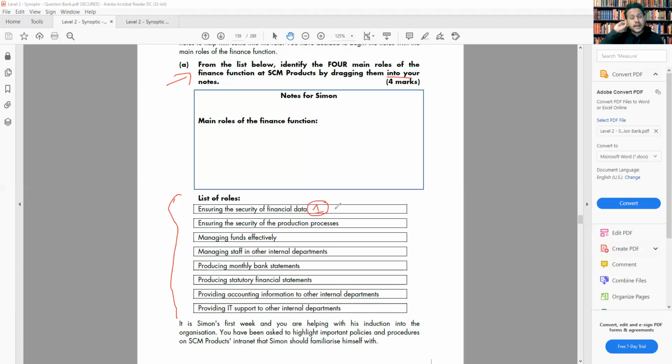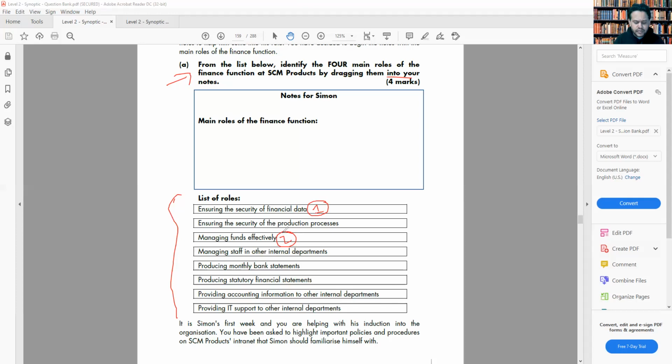The next thing the finance department does is manage the funds effectively. For example, if we have money, what is the best way to utilize it? So this is number two, managing the funds effectively.